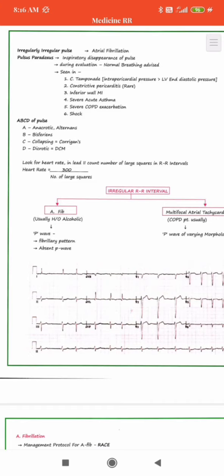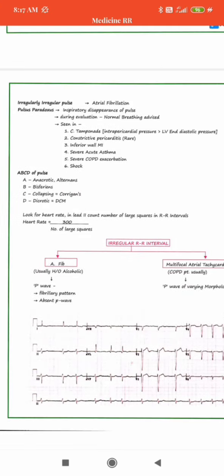So we have to look for the heart rate in lead 2, and the heart rate is equal to 300 upon the number of large squares. Now we have an irregular RR interval. It could be two conditions: either atrial fibrillation or multifocal atrial tachycardia. These are the two diagrams where we can easily see atrial fibrillation and multifocal atrial tachycardia, which is also known as MAT.